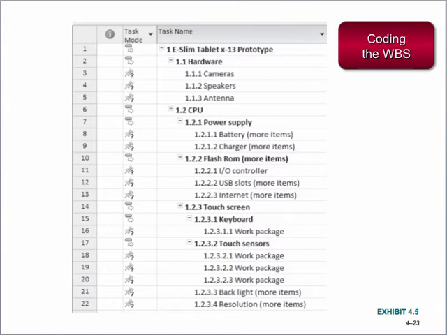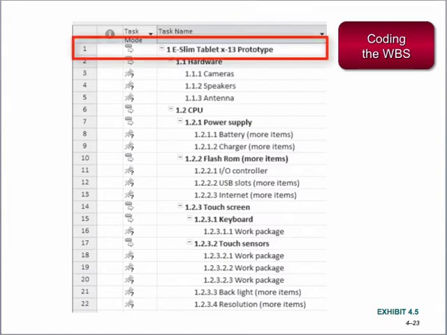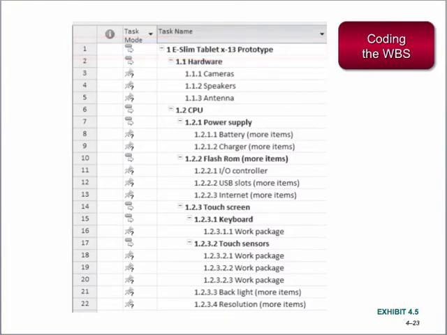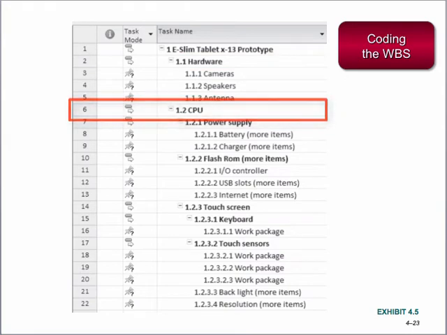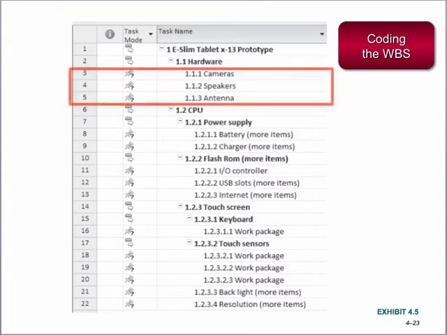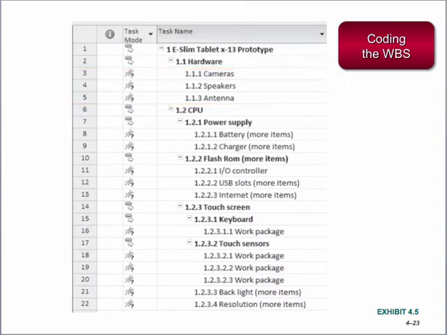In this example, you'll see the main deliverable is labeled 1, eSlim tablet times 13 prototype. The necessary tasks to complete the tablet are listed below. They would be 1.1 hardware, 1.2 CPU, etc. Then those tasks are broken down into smaller tasks such as 1.1.1 cameras, 1.1.2 speakers, and so on.